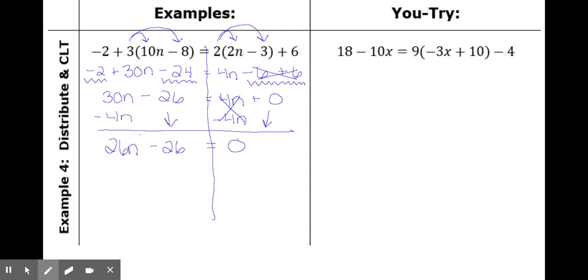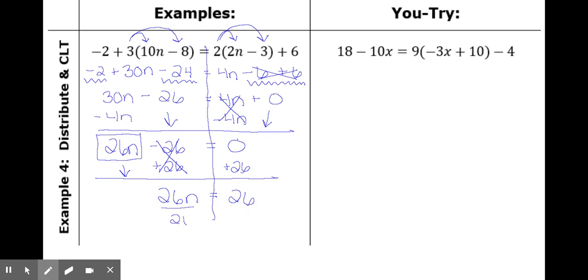Find your variable, box it off. Outside of the box is a negative 26. To get rid of it, I need to make it a positive. Add 26 to both sides. My constants will cancel, so I bring down the 26n equals 0 plus 26 is just 26. Final step, I divide both sides by the coefficient, which is 26. And I'm left with n equal to 1.